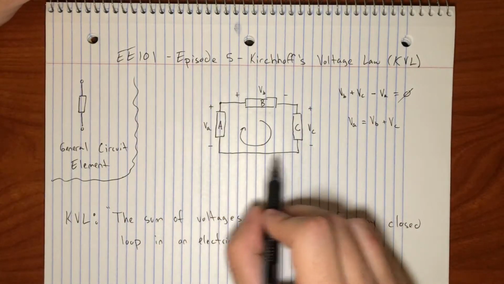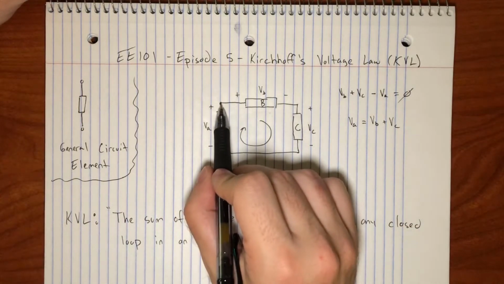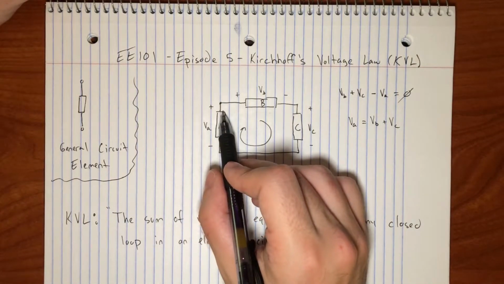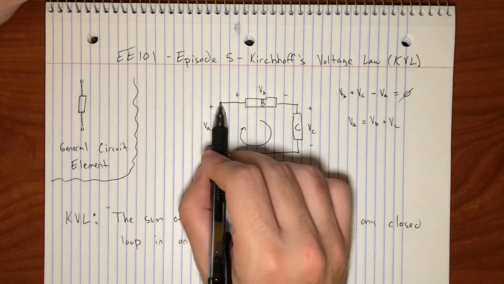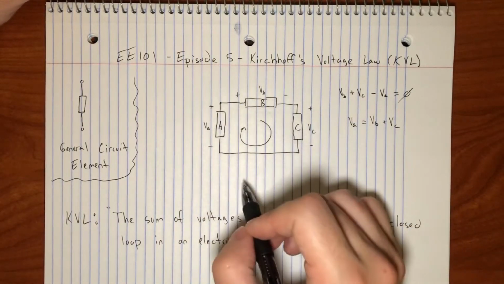That's all that's saying. If you look from this node to this node, there's the same voltage from here to here. The only difference is there's one element on this side and there's two elements on this side, but the voltage between these two nodes is the same regardless of which way you look.